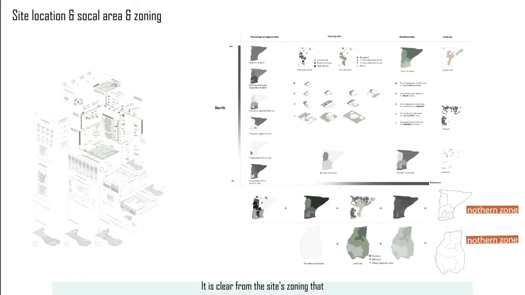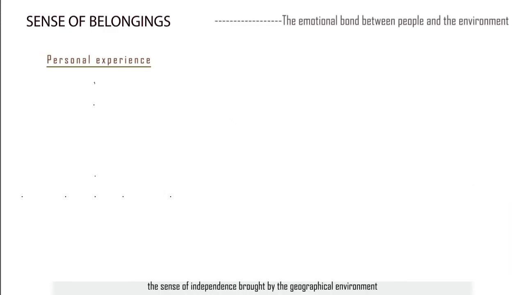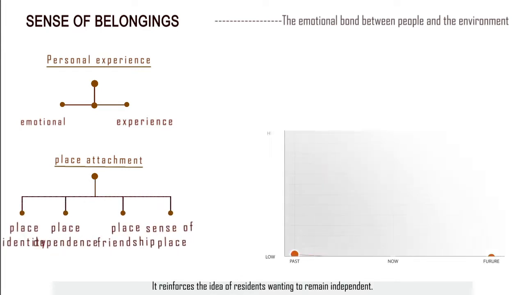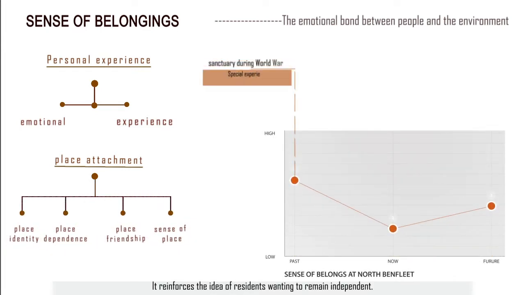It is clear from the site zoning that North Beamfleot is unevenly distributed around the region. The north and south of the site are clearly divided, and the majority of the population is concentrated in a small sector in the north that is largely independent and unconnected to its surroundings. Therefore, for local residents, the sense of independence brought by the geographical environment and the anxiety of lack of identity at a psychological level reinforce the idea of residents wanting to remain independent.